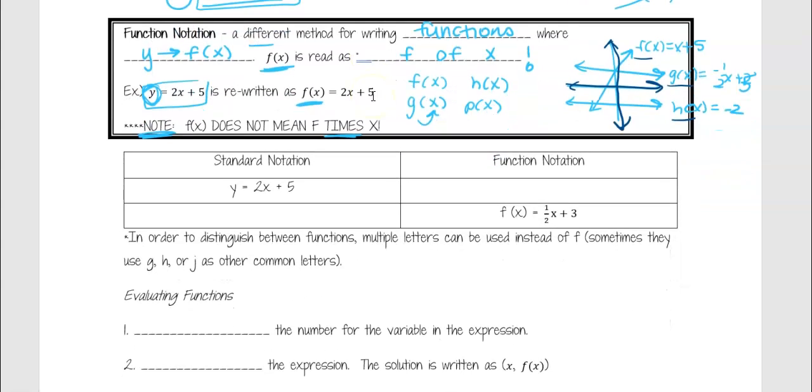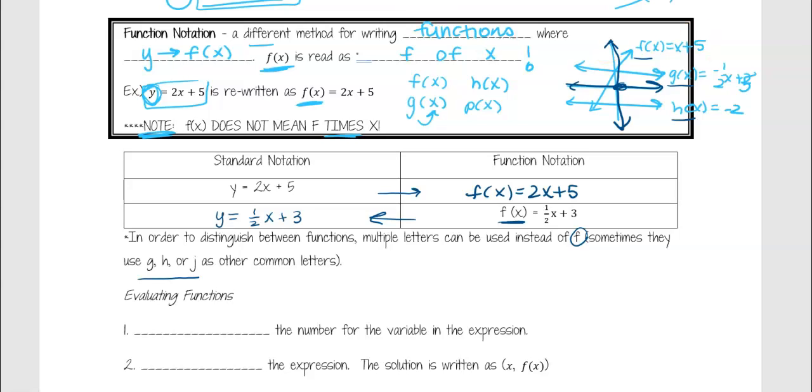So let's talk about, see, this is what we're used to. Y equals 2x plus 5. Guys, all we're learning in this lesson is now we could say f of x equals 2x plus 5. And vice versa. If you see f of x, just know it's the same thing as y equals 1/2 x plus 3. Okay? In order to distinguish between functions, distinguish between graphs on like lines on a graph like I just showed you, we can use multiple letters for f. It could be G, H, J, or other common letters.